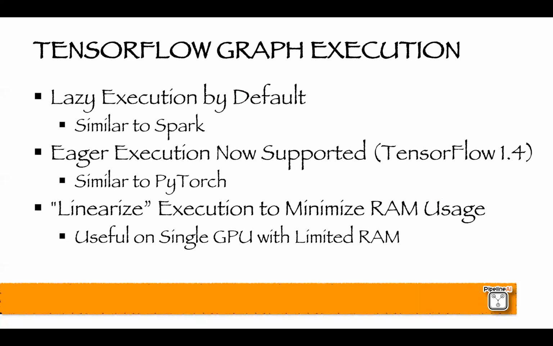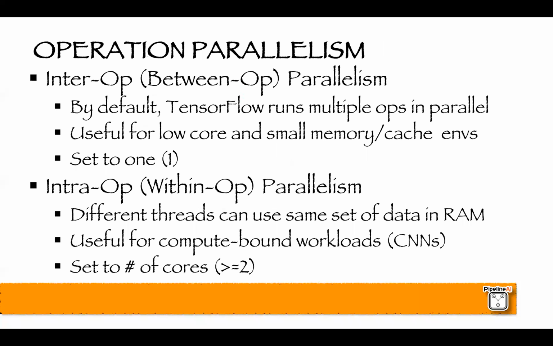So here are some of the things to pay attention to. It's called operation parallelism. This is pretty advanced stuff, but just know that there's inter-op, so between ops. Here it says by default, TensorFlow is running multiple ops in parallel. When you have low core, small memory environments, you would set this to 1, basically. That would give you the linearization.